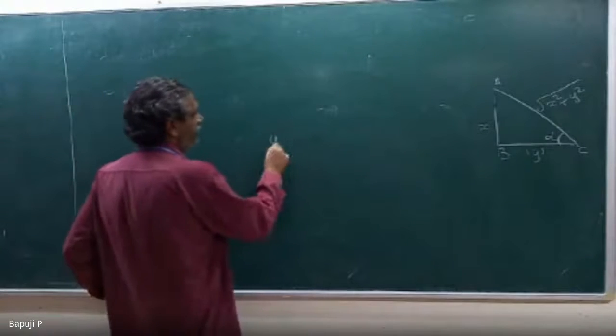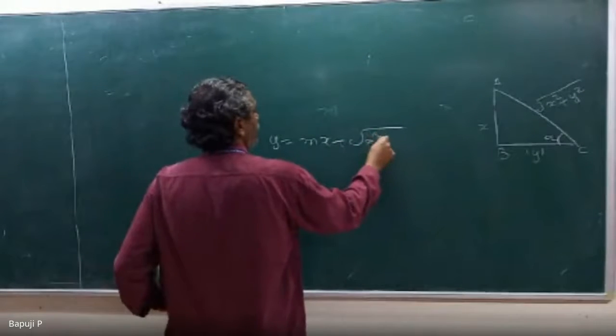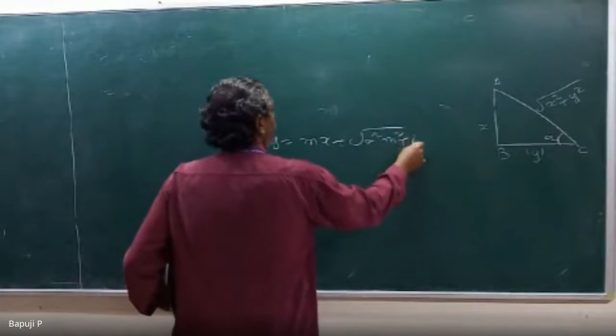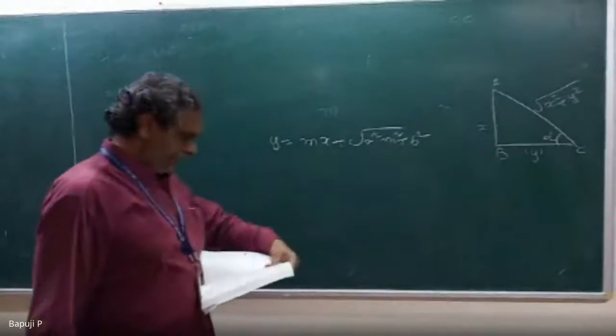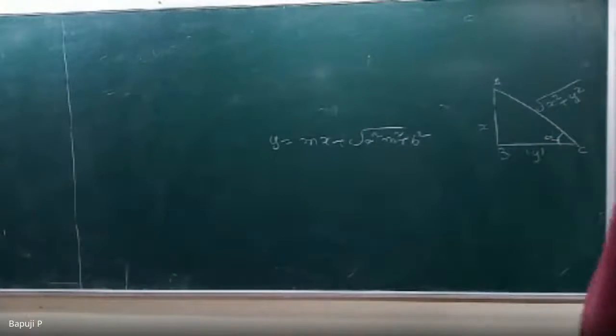Find the envelope of the equation y = mx + √(a²m² + b²). See, this is also in standard form. Where are you seeing this? Somewhere you have seen it in the plus 2 level. What is this?